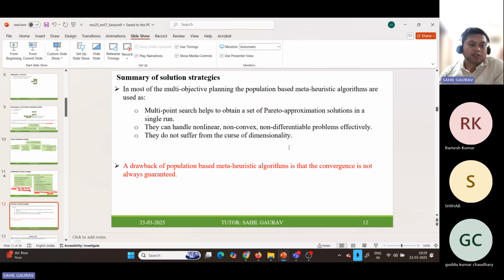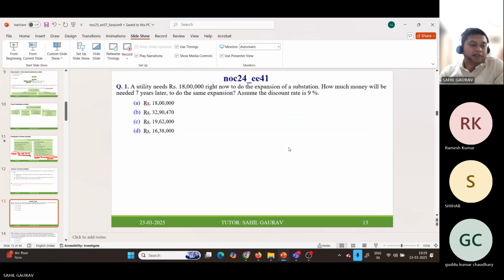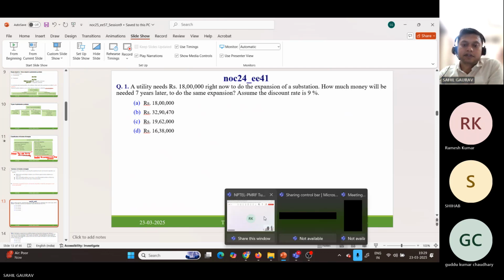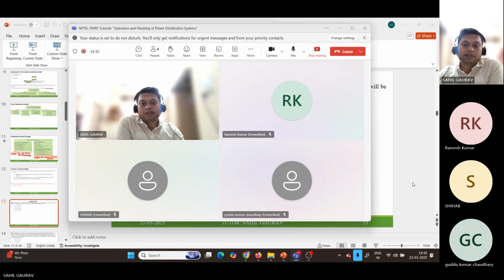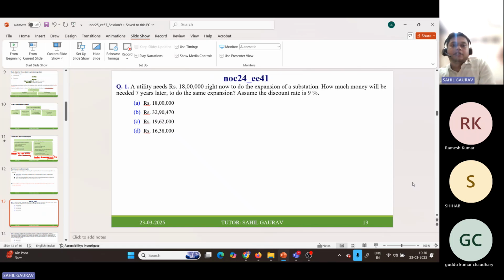Now we will start solving the problems. The first problem is that a utility needs 18 lakh right now to do the expansion of a substation. How much money will be needed 7 years later to do the same expansion? Assume the discount rate is 9%. And the options are provided here.